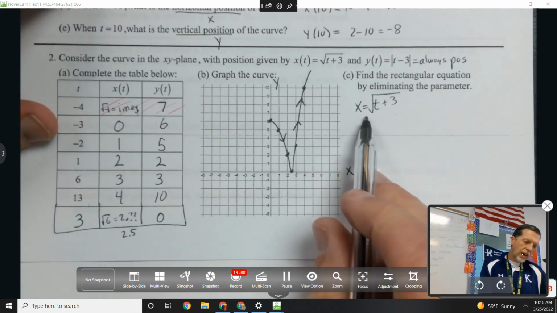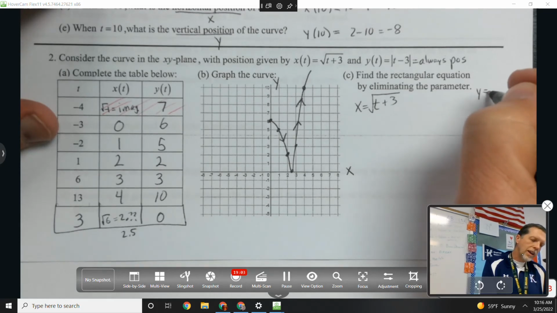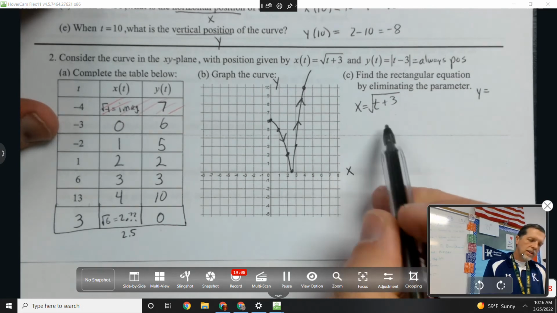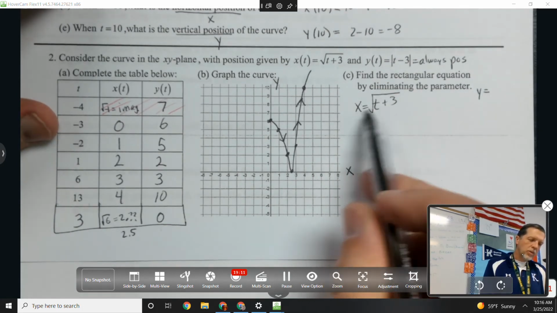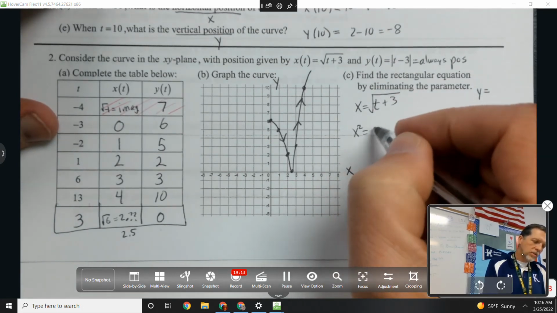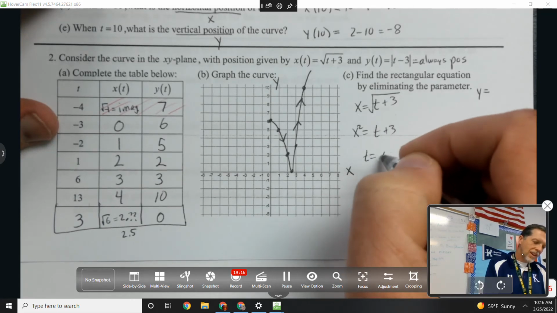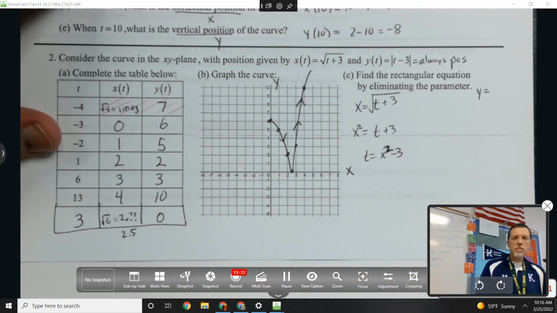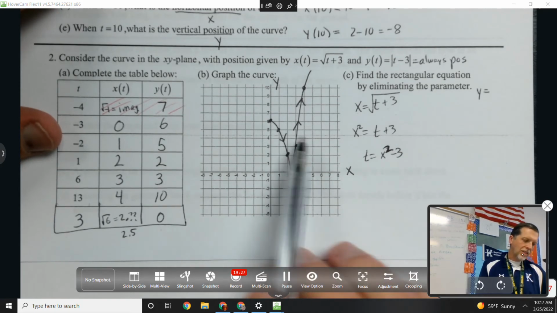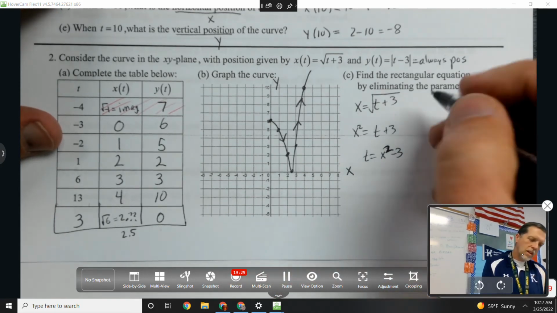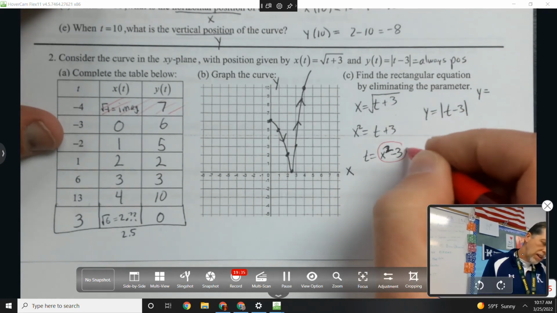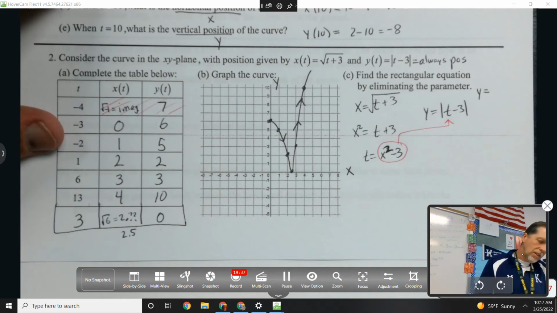So we'll start with the x, because our goal is to get y equals something of x. So let's solve for t. We can square both sides. It gets us x squared equals t plus 3. Move the 3 over. So there's the parabolic looking thing. That's kind of why it's curved, maybe. And then we'll plug in x squared minus 3 in for t.